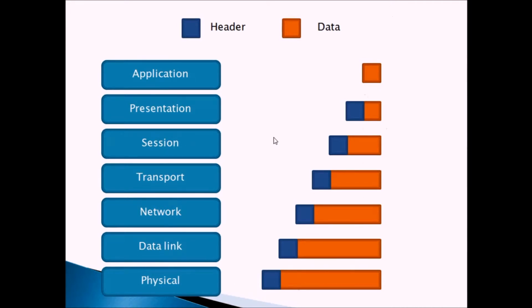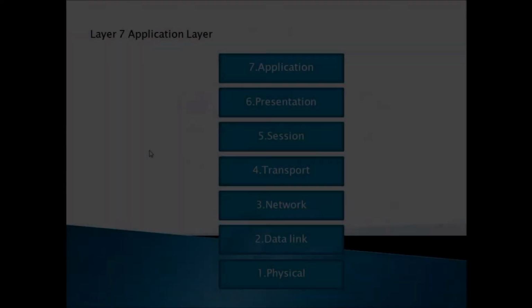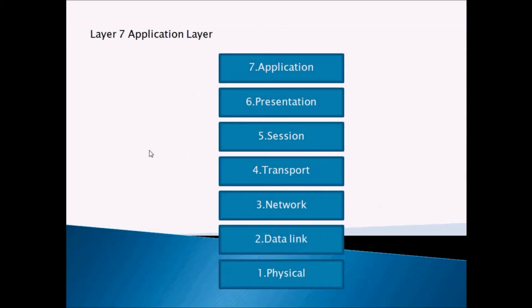Okay, let's understand each layer in the OSI reference model. Layer 7, Application Layer. This is the closest layer to the end user. It provides the interface between the applications we use and the underlying layers. Examples for the application layer are Telnet, FTP, email client, SMTP, and Hypertext Transfer Protocol, HTTP.